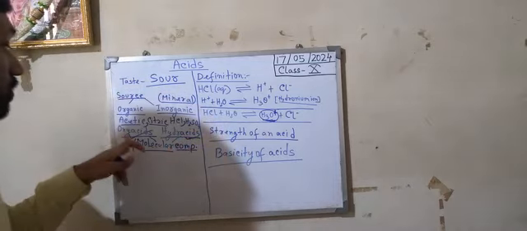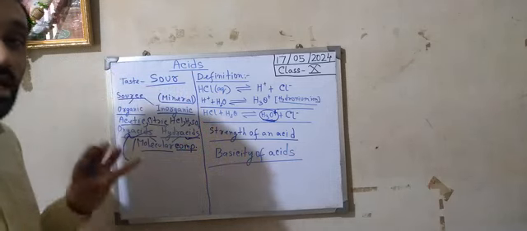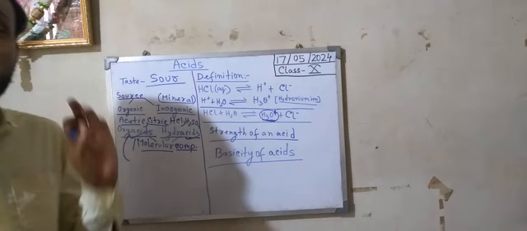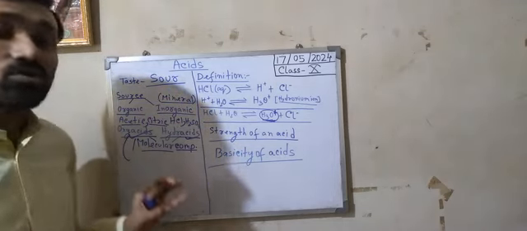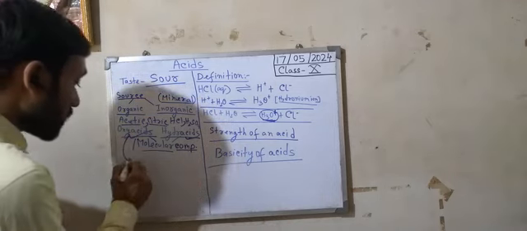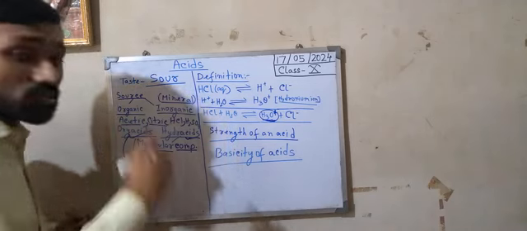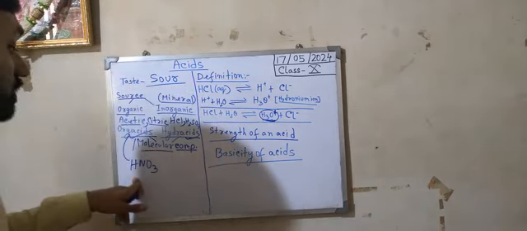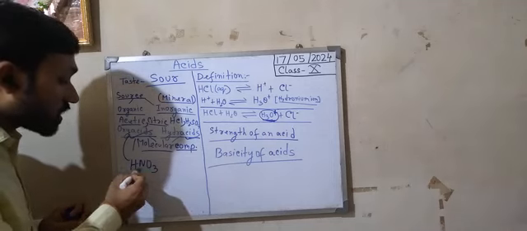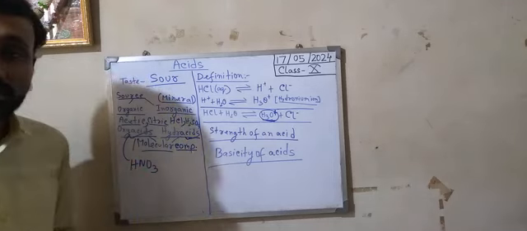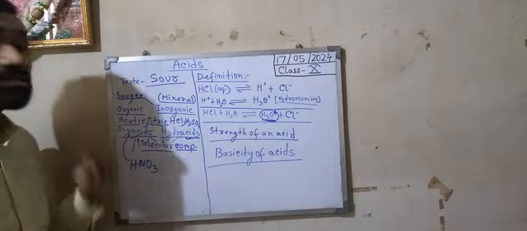What are oxyacids? Oxyacids are those acids which contain hydrogen, oxygen and another element. Examples of oxyacids are HNO3, nitric acid. Here we can see hydrogen is present, oxygen is present, along with another element, nitrogen. So HNO3, or nitric acid, is an example of an oxyacid.